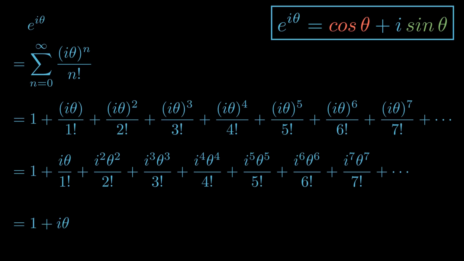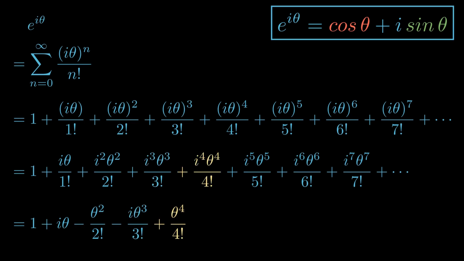Since i squared equals -1, we can rewrite the i squared theta squared over 2 factorial term as negative theta squared over 2 factorial. i cubed equals -i, so we can rewrite the i cubed theta cubed over 3 factorial term as negative i theta cubed over 3 factorial. The integer powers of i are cyclical and repeat themselves every 4 exponents, so we can simplify the integer powers of i with a predictable pattern.